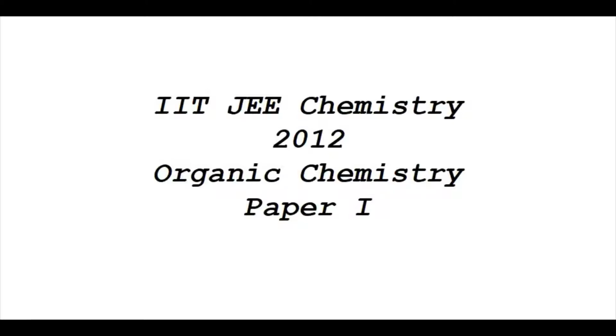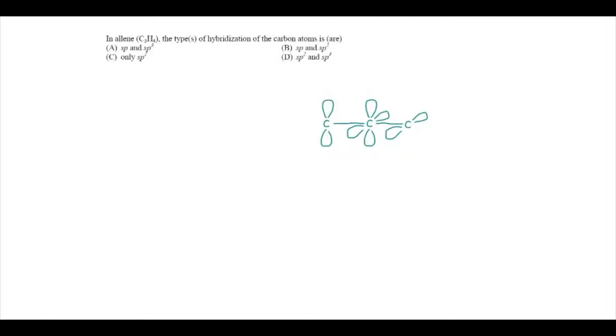In this video, I will discuss the organic chemistry questions of IIT JEE 2012 paper 1. In this question, the type of hybridization of carbon atoms in allene has been asked. So, to answer this question, you have to know the structure of allene.